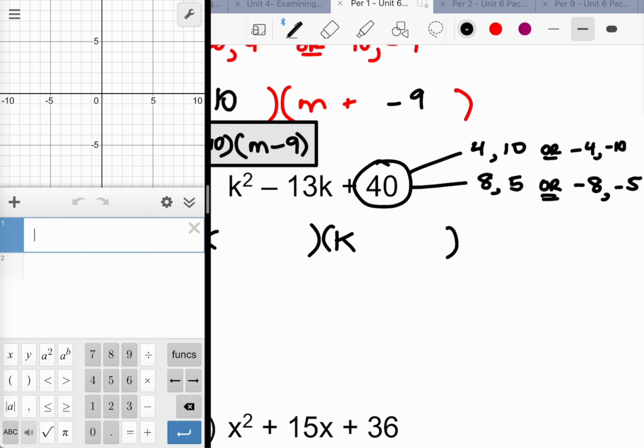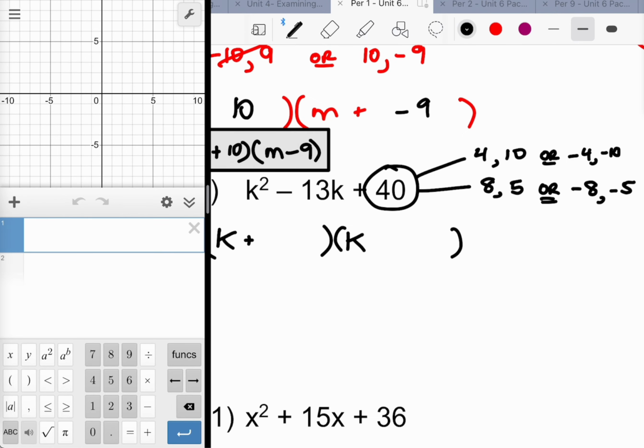All right, so it's k plus. Now you just pop in these values, negative 8, negative 5. You skip the part where you have to simplify and just put it in the simplified form. K minus 5, k minus 8, or vice versa.